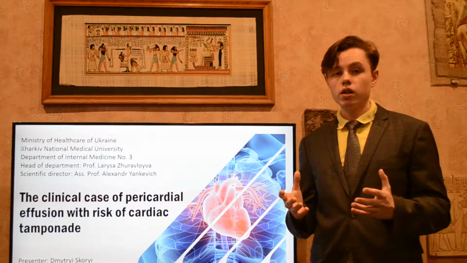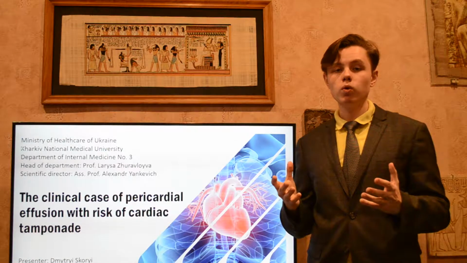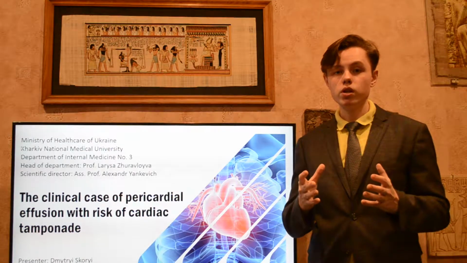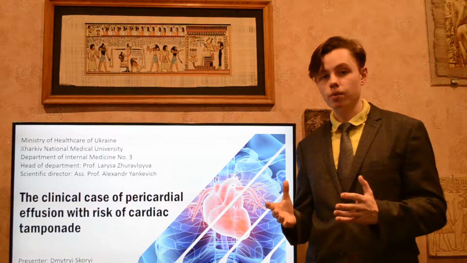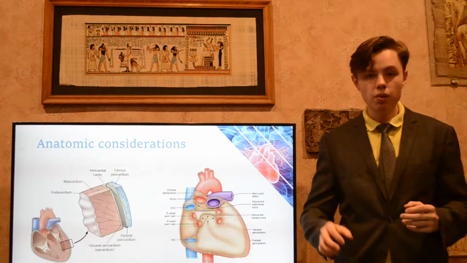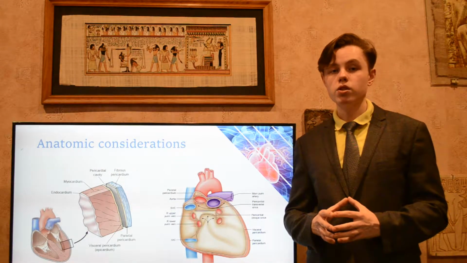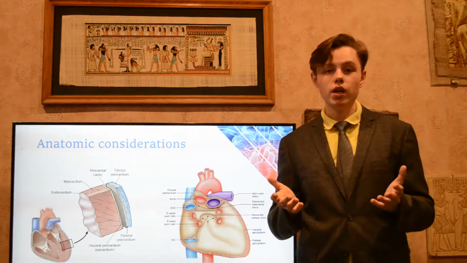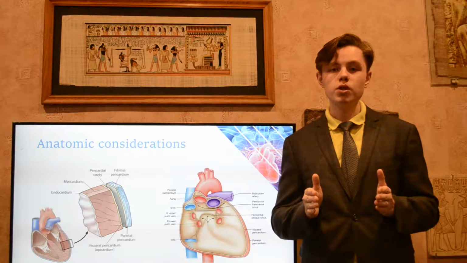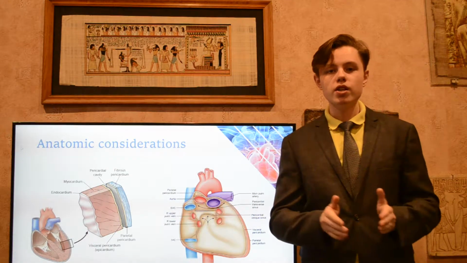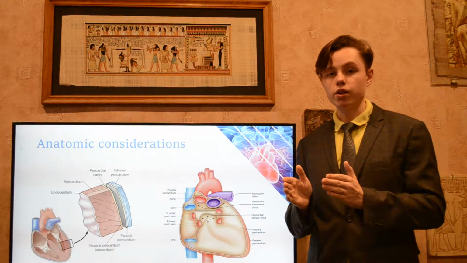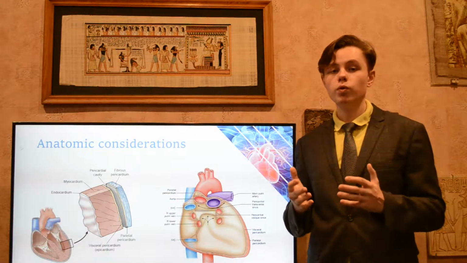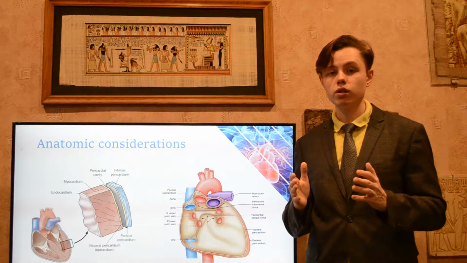This clinical case highlights the problem of pericardial effusion with a possible risk of cardiac tamponade development. At first we should start by giving some anatomic considerations of this problem. So what is the pericardial cavity? It is a special cavity which is located between the parietal and visceral layers of the pericardium, and in a normal physiological condition it contains up to 50 milliliters of fluid.